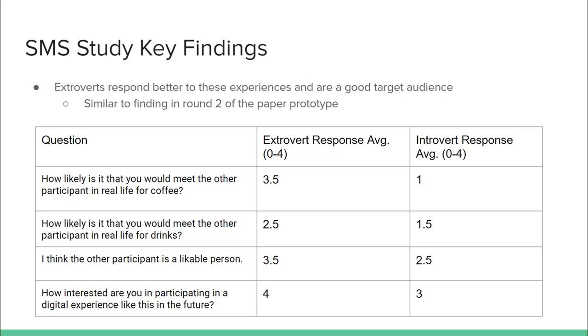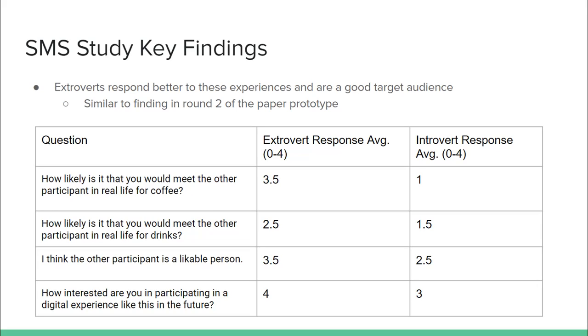Another key finding we have from the SMS study is that extroverts respond better to these experiences and are a good target audience. This is similar to the finding we had in round 2 of the paper prototype, where we tested on primarily introverts. Now, if you look here, we have divided the responses to our questions in terms of extroverts' responses versus introverts' responses.